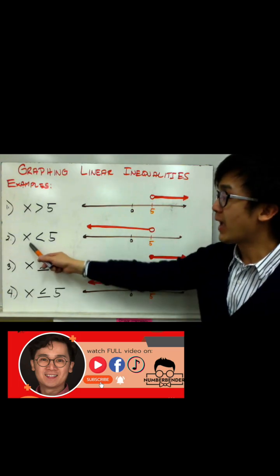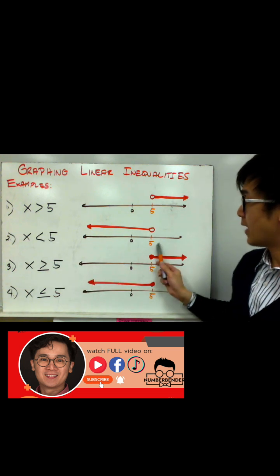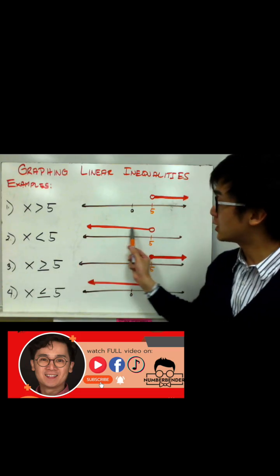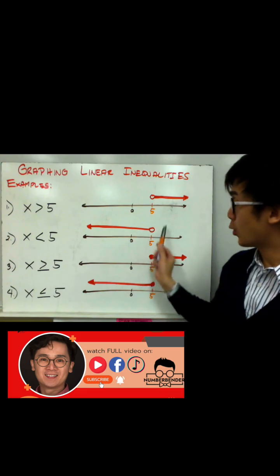So if I have x less than 5, I'm going to graph it with my number line. 5 is right here, and since the arrow is pointing towards the left, I'm going to shade my area moving towards the left, and I have an open circle.